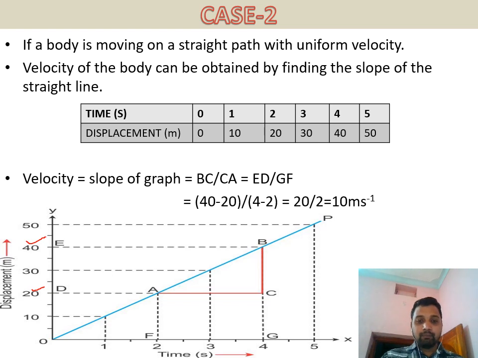At the same time, for the x value, it is 4 minus 2. So 40 minus 20 equals 20, 4 minus 2 equals 2. So 20 by 2, or 10 meter per second, is the slope of this graph, or it is the velocity of this given data. Next, we come to the next part, case 3.